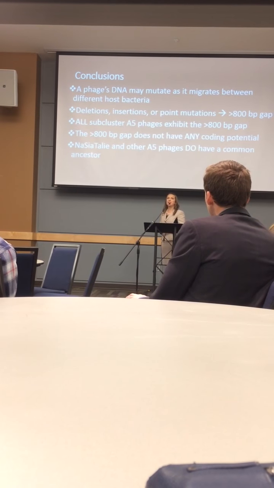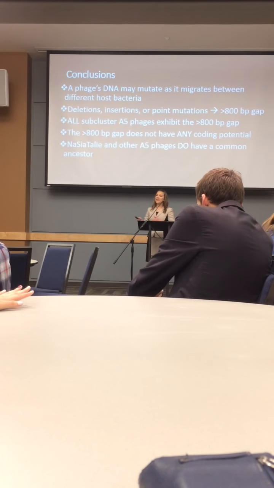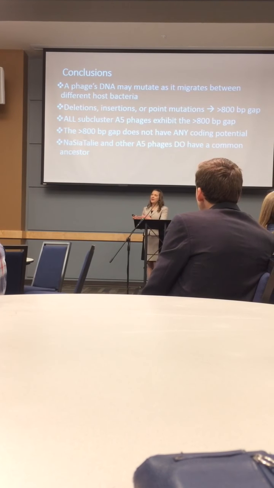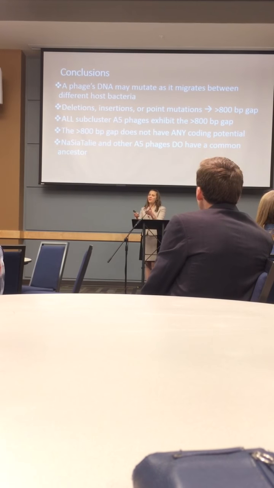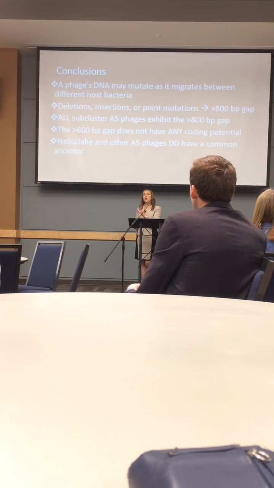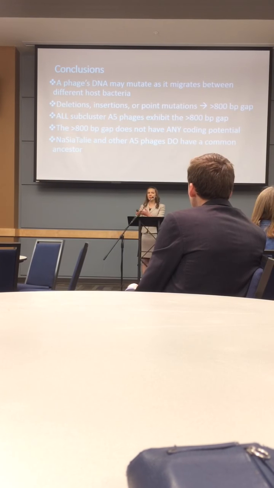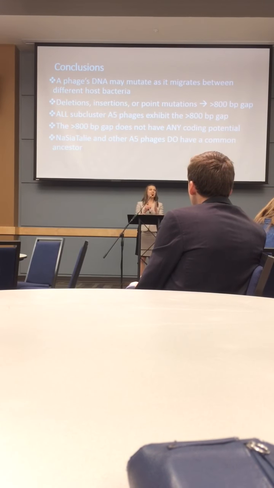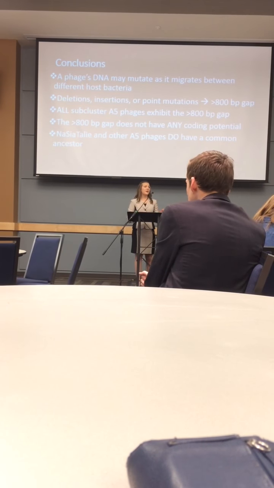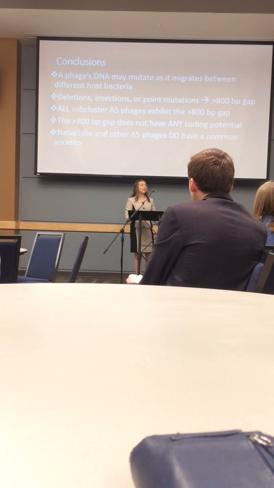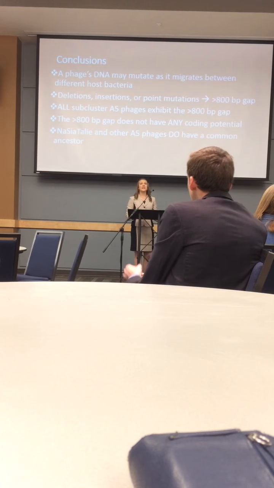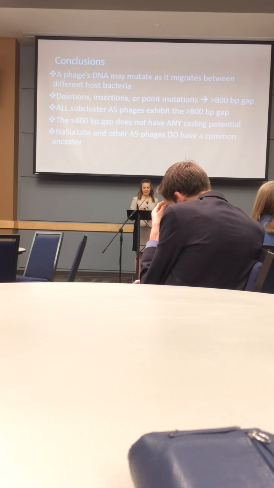So where does this leave us? Phage DNA likes to jump around with the phages. And what is possible is that as Dublin was evolving, it might have lost some of its DNA to a bacterial host, or there might have been the insertion of start codons that might have interrupted the translation process of some of the genes. We also know that this gap is common in subcluster A5 phages, though it does not have any coding potential, and Nasiatali and other A5 phages do have a common ancestor.